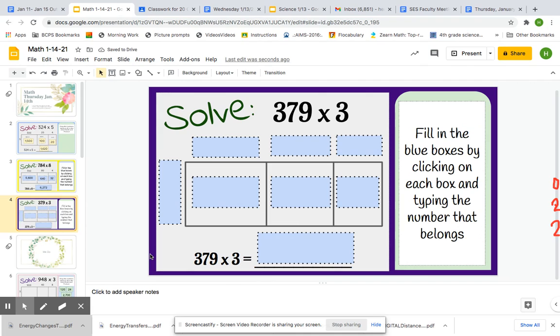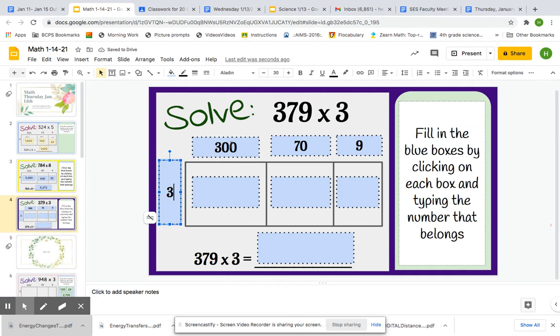This one, they do not separate it out for us. So we have to set up our problem in the correct way. So the first thing I have to do is separate 379 into expanded form. So my 3 is worth 300, 7 is worth 70, and the 9 is worth 9. And I'm multiplying all of these things by 3.